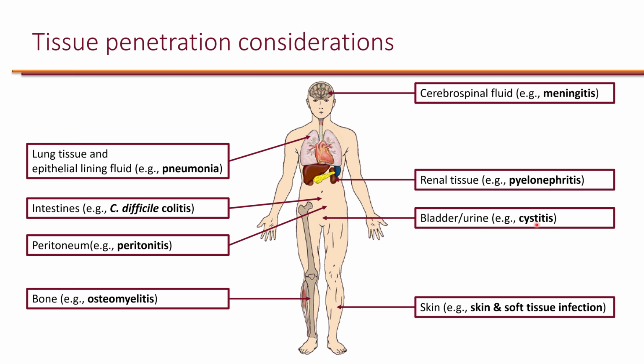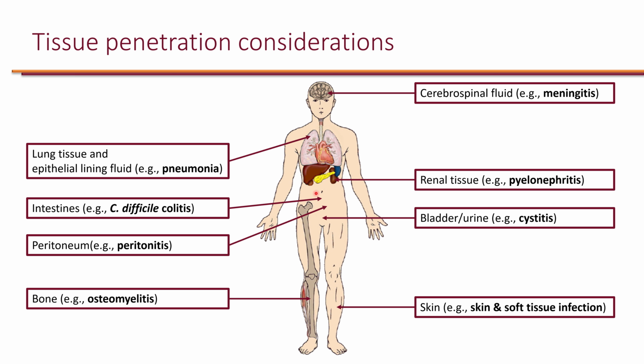If you're treating a urinary tract infection like cystitis, you want to make sure that the drug actually goes to the urine. So for example, if a drug is not renally cleared, it's not going to go to the urine. So even though you get a large concentration of the drug in the blood, it's not going to go to the urine. So you want to make sure you choose something that goes into the urine. And so on and so forth. So for skin and soft tissue infection, you want to make sure it penetrates the skin. For bone infections, which we call osteomyelitis, you want to make sure you get bone penetration.